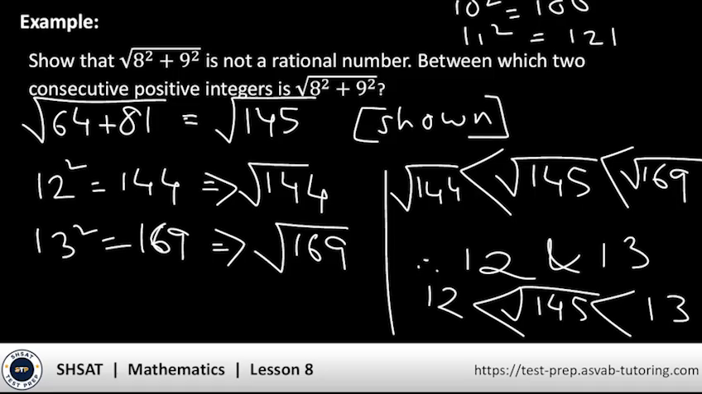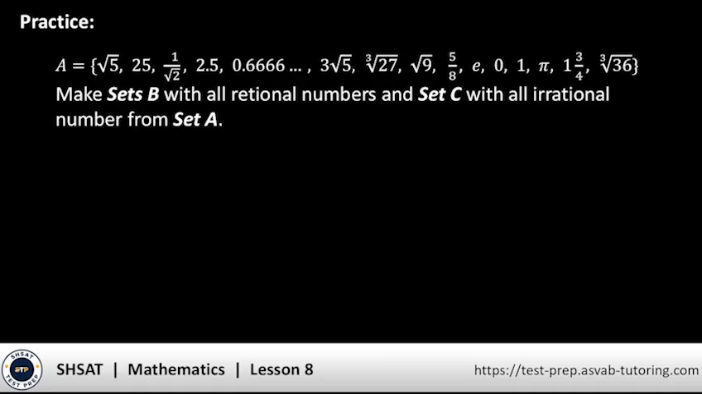So your answer is going to be, the square root of 145 is between 12 and 13 according to the question. Okay. Moving on, here's a practice question for you, which tells us, here's a set as we can see. Make set B with all rational numbers and set C with all irrational numbers from set A. Practice questions are there on every different lesson so that you can practice by yourself. You can see whether you do get the answers correctly. So take a screenshot of this and do it on your note copy, or you could also pause the video and do it. After you're done, let's move on with a new topic, okay?